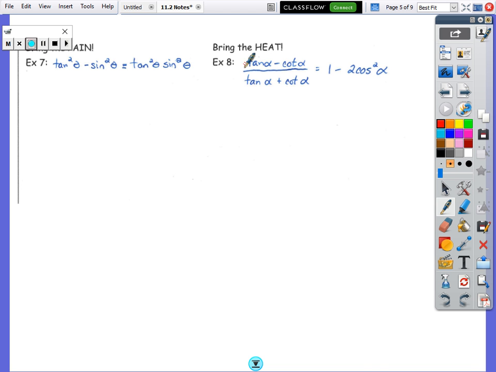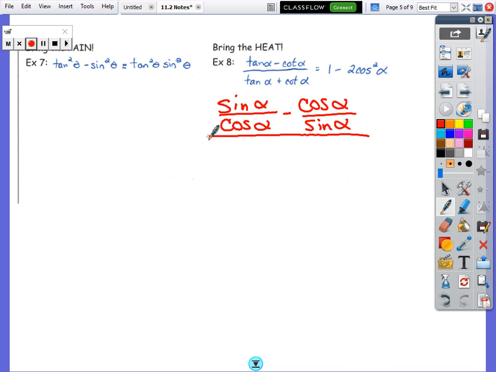The first thing I'm going to do is take both my tangent and cotangent and switch them in terms of sine and cosine. So that will get me sine alpha over cosine alpha minus cosine alpha over sine alpha. And the same thing in the denominator, only with a plus sign. So sine alpha, cosine alpha, plus cosine alpha, sine alpha.